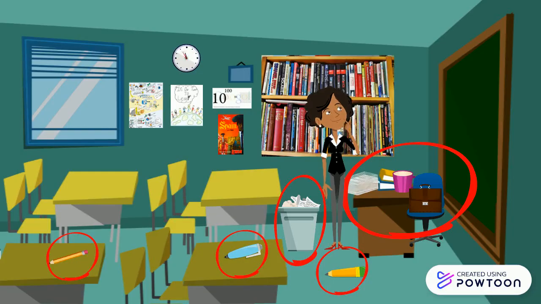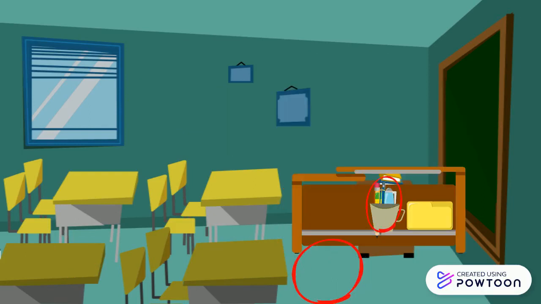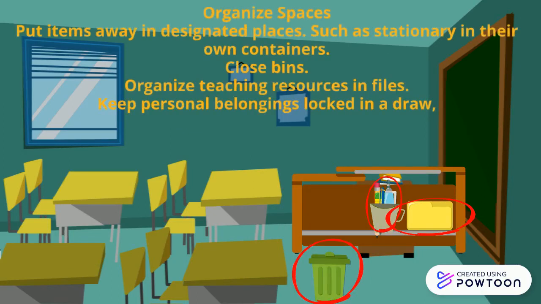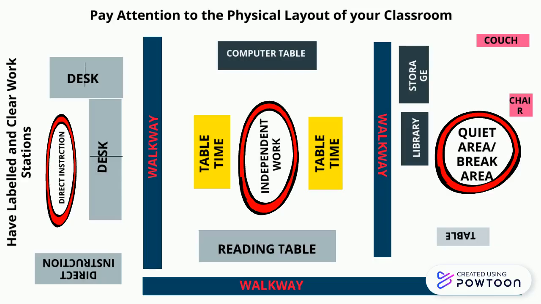While it may be difficult to control all factors, the organization of the classroom is the easiest to manage for a teacher. Multiple stimuli present in the visual field of a learner can compete for neural representation. So organizing spaces, putting items away in designated places, such as stationery, will help an autistic learner concentrate and focus in class.